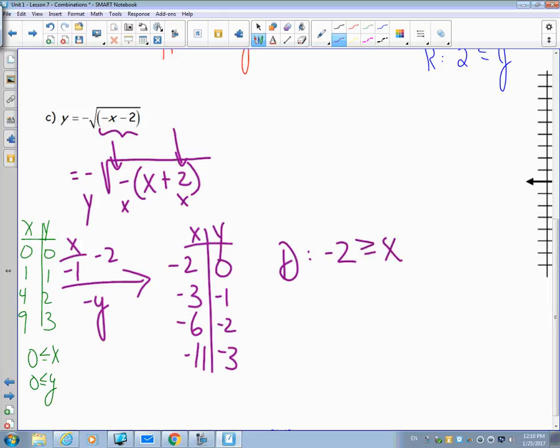X has to be less than -2, which if you look at your numbers, every one is less than -2. -2, -3, -6, -11. My range, I got divide by -1. Well, 0 divided by -1 is still 0, but that sign, I got to flip directions. So all my y's are less than 0. Perfect. And that's exactly what I want it to be.